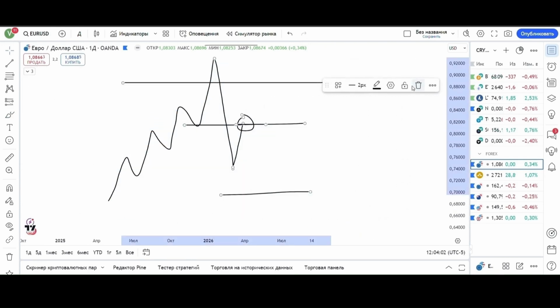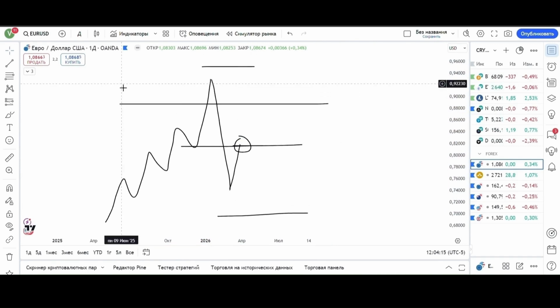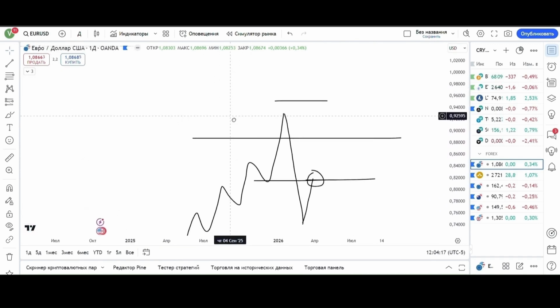That is, we look for entry points on lower time frames at 3 to 5 minutes, sweeps on the hourly chart, and entry at 3 to 5 minutes. This is the most optimal option, proven over time, and this is what really works.